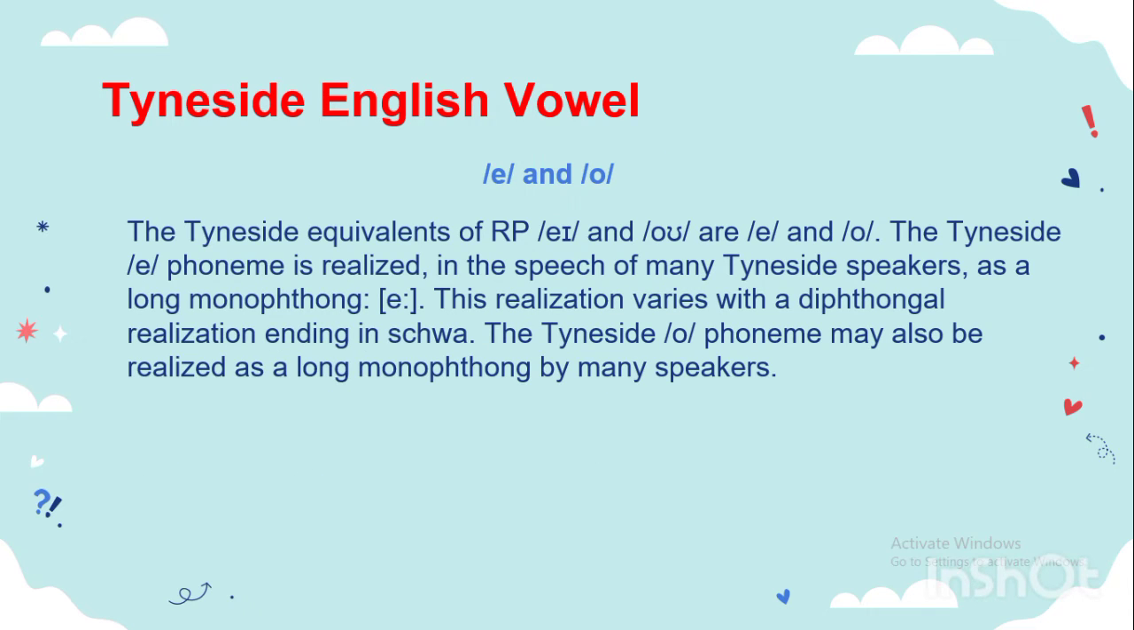The Tyneside equivalents of received pronunciation A and O are E and O. The Tyneside A phoneme is realized in the speech of many Tyneside speakers as a long monophthong. This realization varies with a diphthongal realization ending in schwa. The Tyneside O phoneme may also be realized as a long monophthong by many speakers.